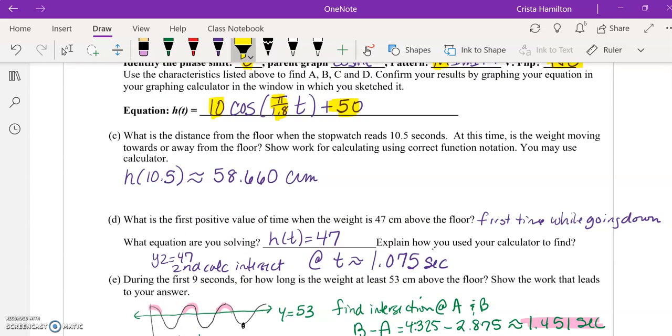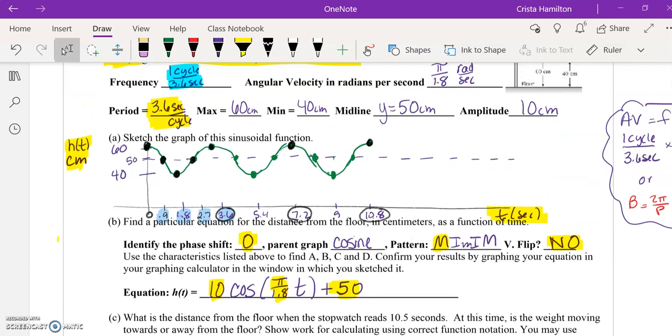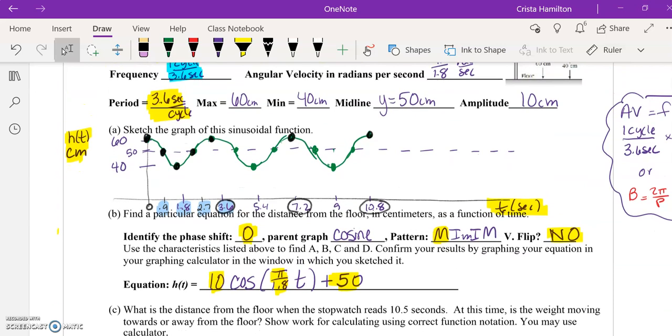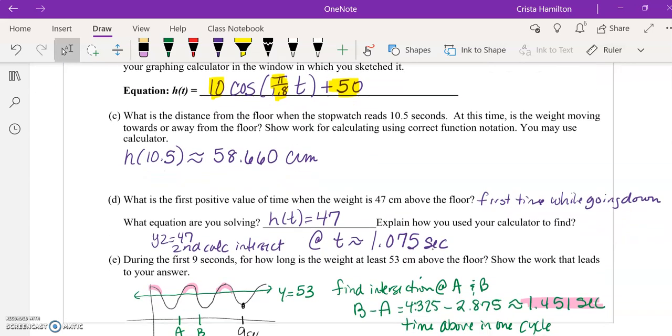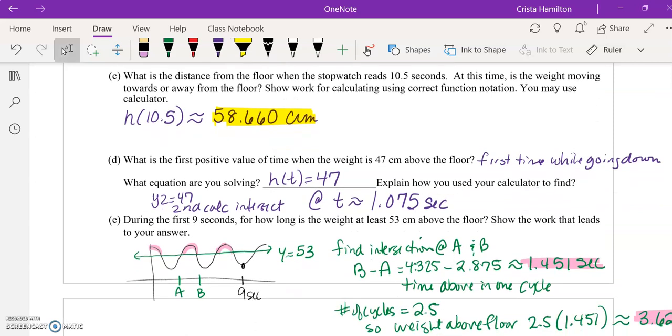Pretty much from there, it was using your calculator. I simply just did a trace. Since I had graphed it, again, setting my X window 0 to about 11, my Y window 0 to 70, graphed it, made sure I was in radian mode, and I just did trace to get my answer down here of 58.660 centimeters.